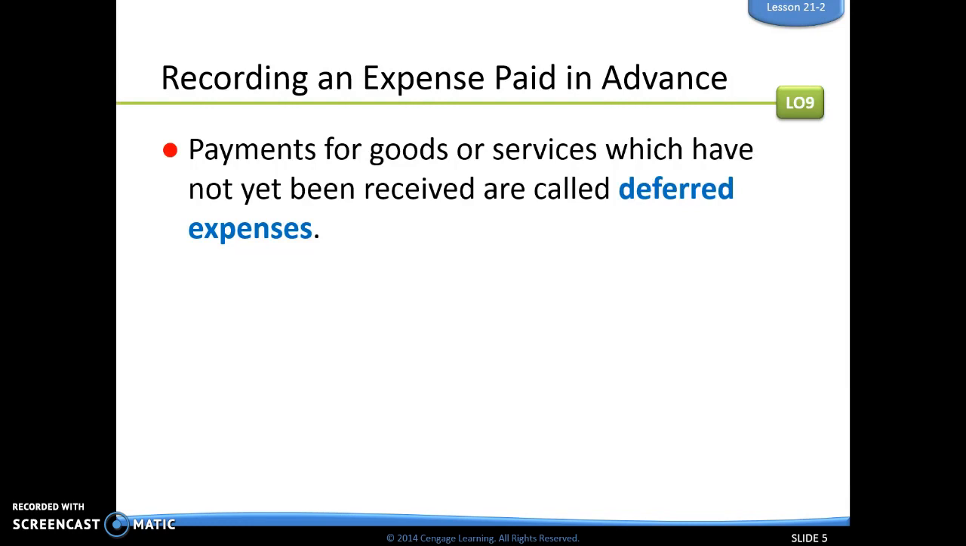Record an expense paid in advance. So this would be deferred expenses, which would be payments for goods or services which have not yet been received. So this is just looking on the flip side of it, where before we were looking at rent that we had received from a tenant that was renting from us. Now what we're looking at is when we pay for a good or a service that we have not yet received.